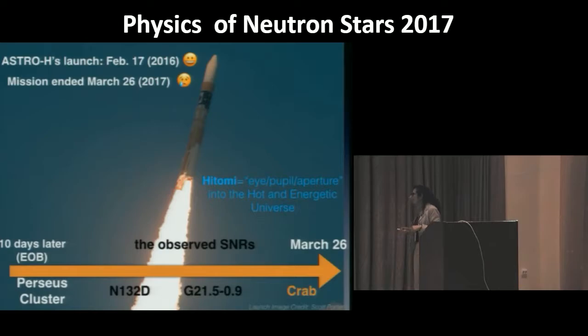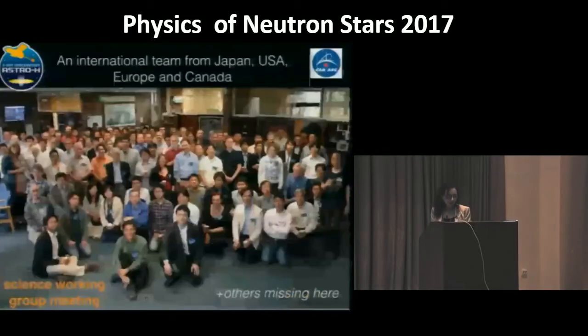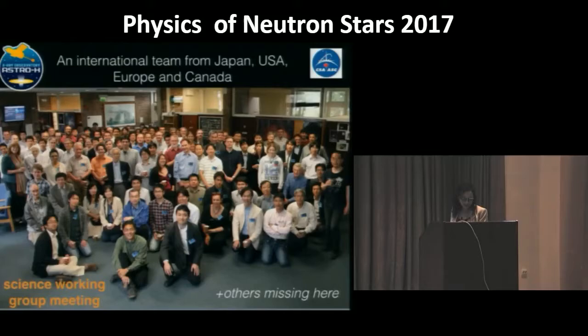And there were three observations performed, very brief observations, I would say snapshots, which were part of the calibration program. And that includes the Crab just before the end of the mission life. The observation was very brief. Here, I just want to acknowledge the contributions to the Hitomi mission. I'm showing a picture of the partial team.